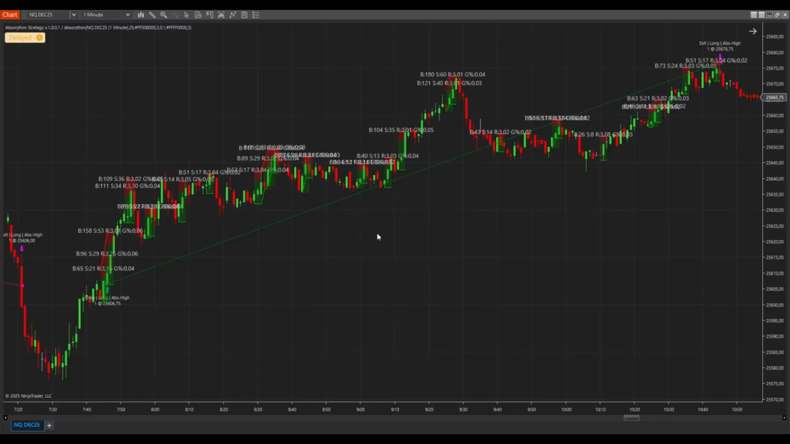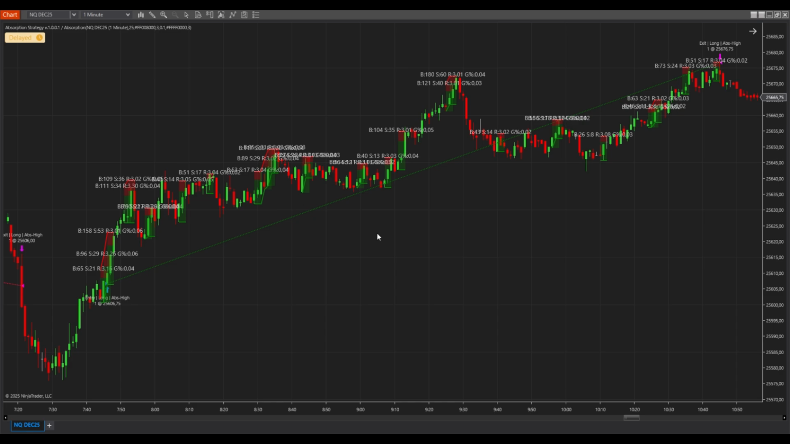Hey traders! Today we're reviewing the absorption strategy for NinjaTrader 8. This automated strategy detects hidden buying or selling pressure by analyzing volume imbalances during limited price movement. It identifies areas where aggressive orders are absorbed without significant price shifts, signaling potential reversals or continuations.